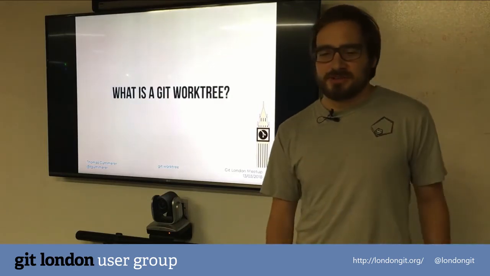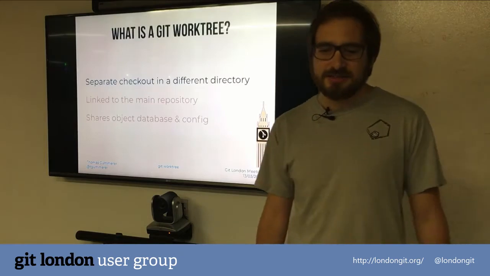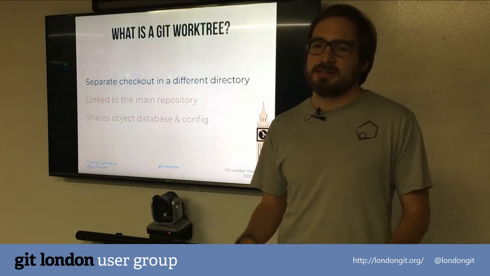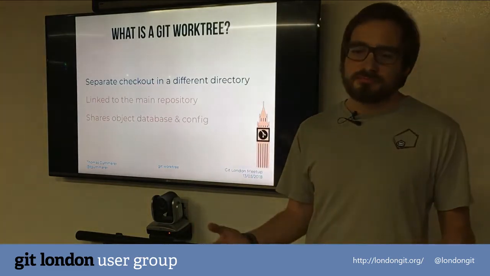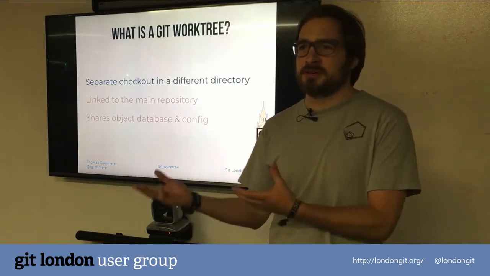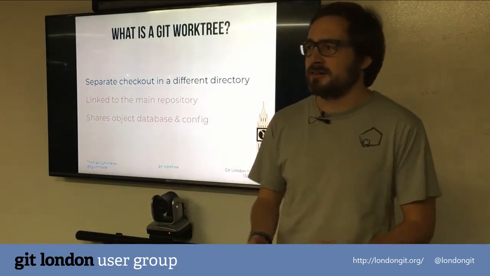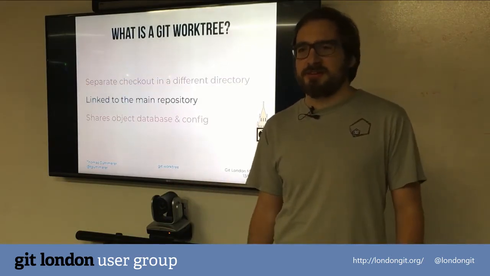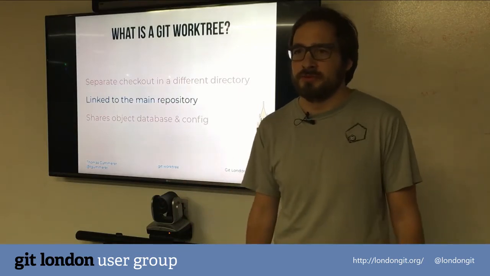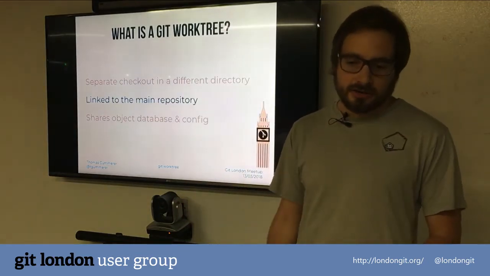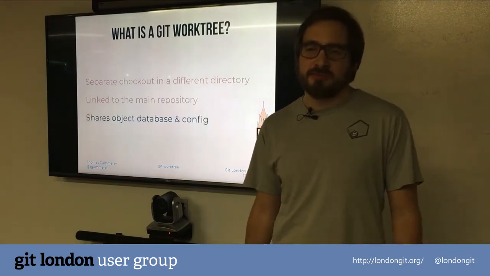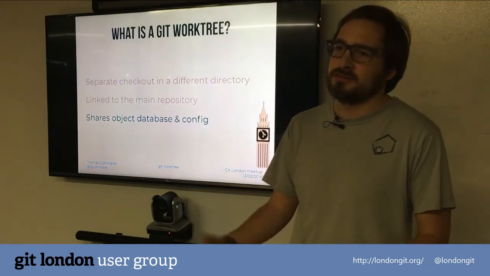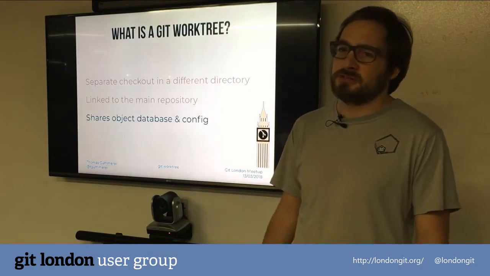Alright, so what even is a Git worktree? Basically, you can think of it as a separate checkout of one of your commits in a separate directory. So it's essentially like if you would clone your repository to a different location and then you can work with it. This checkout is linked to the main repository, so there is some connection with it. I'm going to talk more about that later. And it shares the object database, the config, and the refs. So all your branches and your commits and everything is going to be shared between the repository.